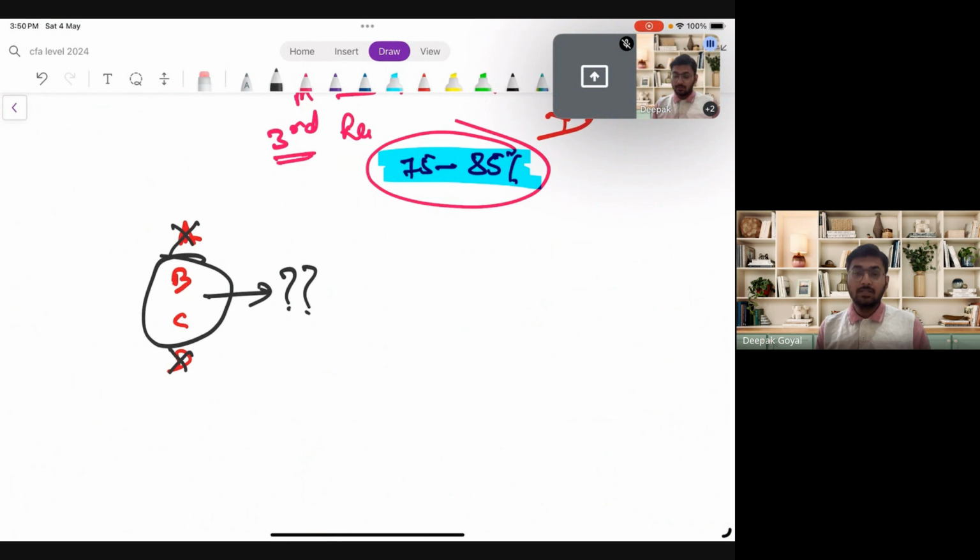Over here, only students get stuck. If you are getting confused between A and D as well, that means you need to put in a lot of effort. There is some problem in the preparation. Okay. But if you're getting stuck between B and C, then it's okay. With practice, with revision, it will improve. Okay.